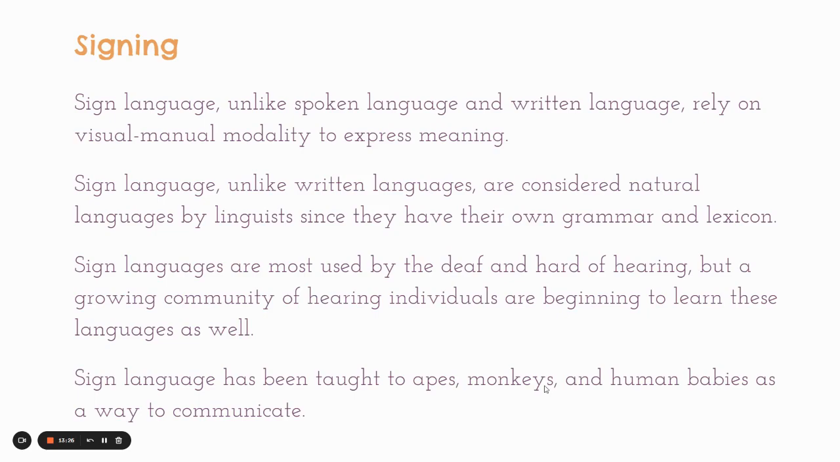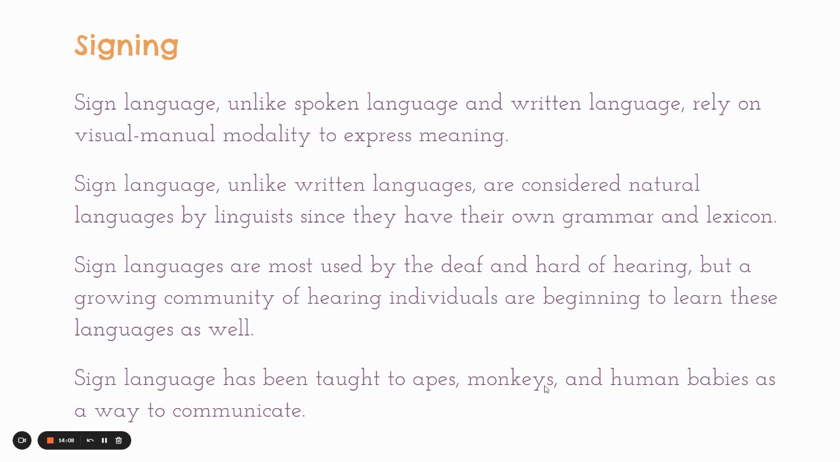The final language we're going to talk about is sign language. Unlike spoken and written language, it relies on a visual manual modality to express meaning. So you have to watch and create signs with your hands or other body parts. Sign language, unlike written languages, can be considered a natural language by linguists since it has its own grammar and lexicon. You can have a sign language with assigned meanings that don't necessarily tie into a spoken language. Sign languages are mostly used by deaf and hard of hearing people, but there's a growing community of hearing individuals who are also beginning to learn these languages.